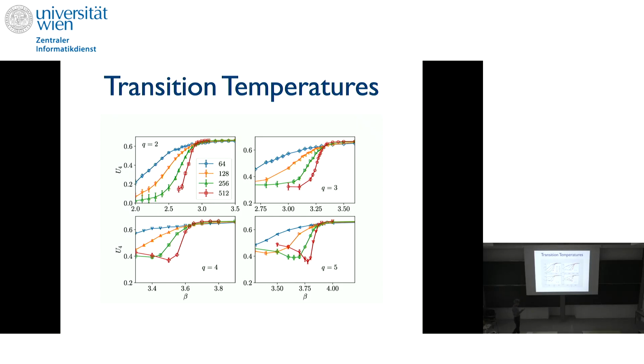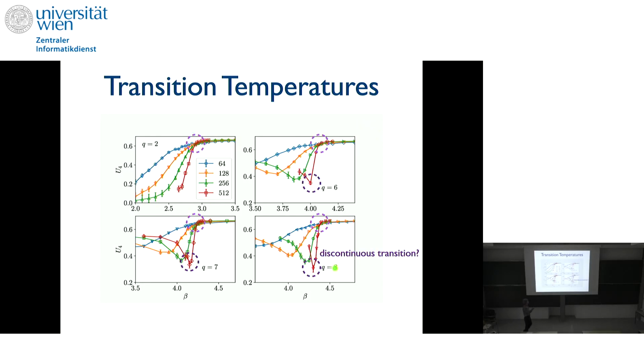But if you increase the value of Q, you may notice a small dip here. If you have a first order phase transition, then it is typical to have a very big dip of the Binder parameter. Usually, it goes to minus infinity at the phase transition. I have a dip here, but it is very mild. It never goes to the negative side. So it's not easy to conclude whether this is a continuous or discontinuous phase transition from only this Binder parameter data.